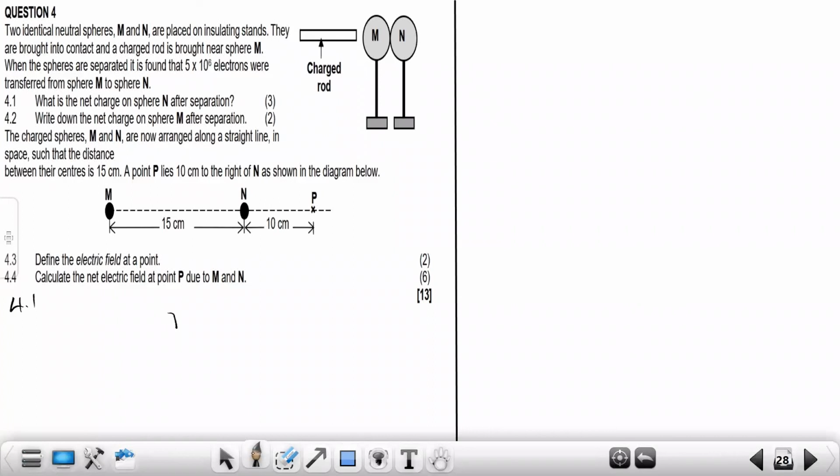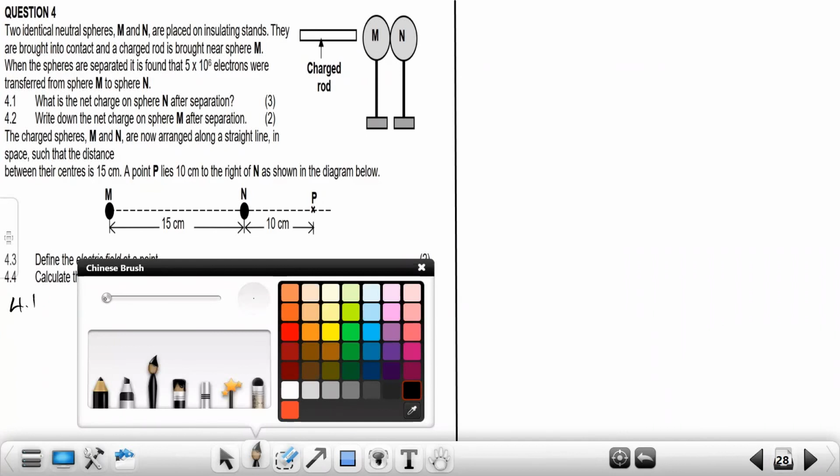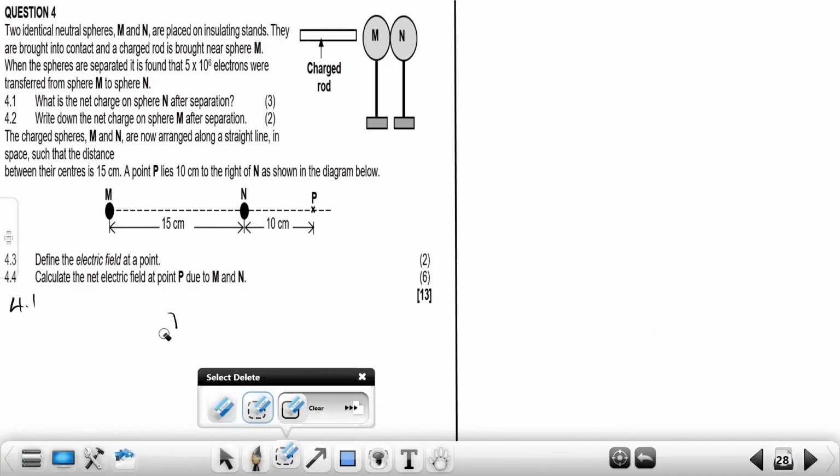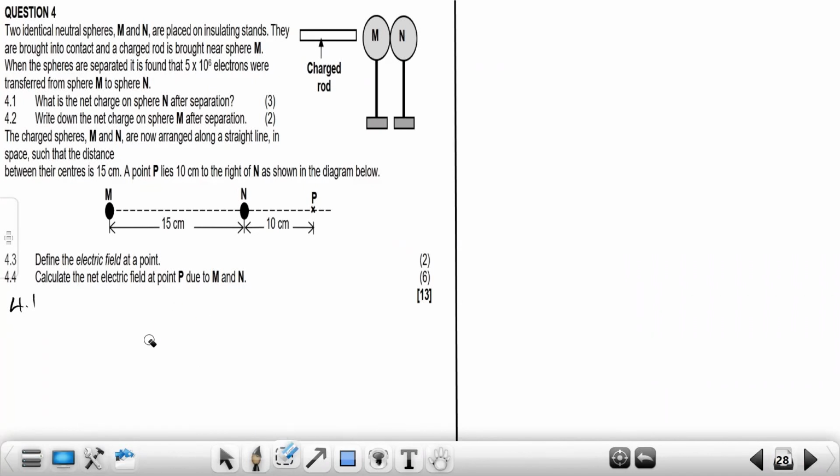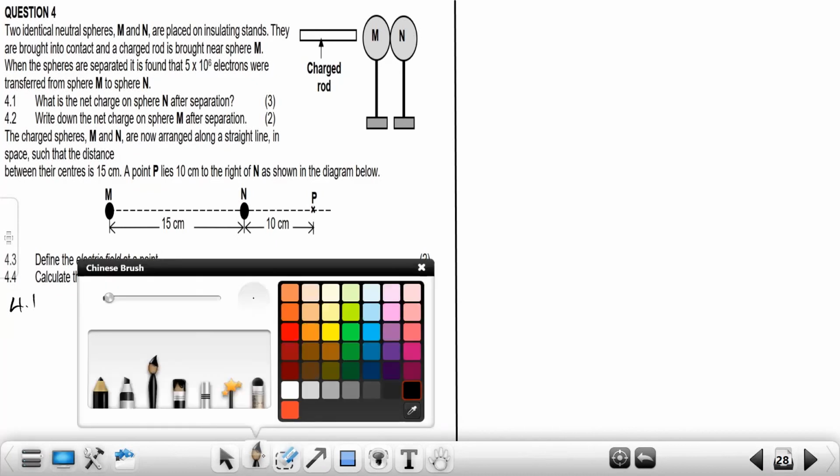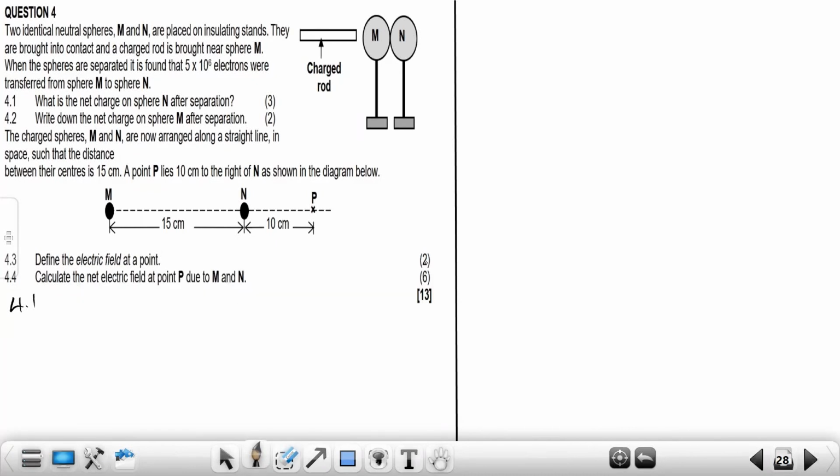So for 4.1, we are told two identical spheres, M and N, are placed on insulating stands. They are brought into contact. Very key. So it means they touched. Let me check the answer here. Busiso Makoba, not so right. Let me explain, and then we'll check the mistakes we made.